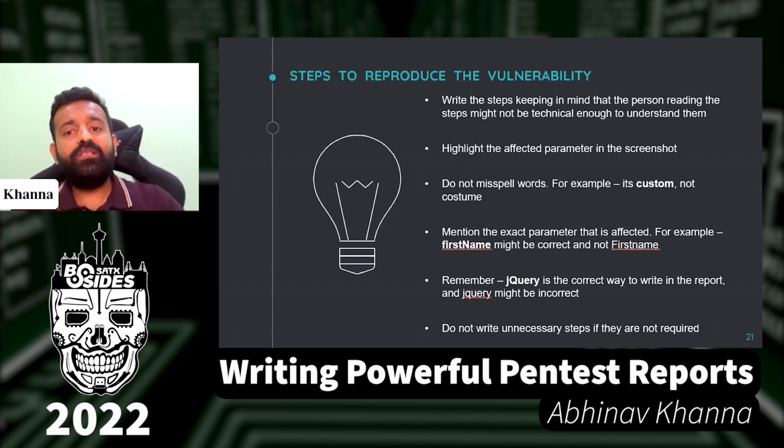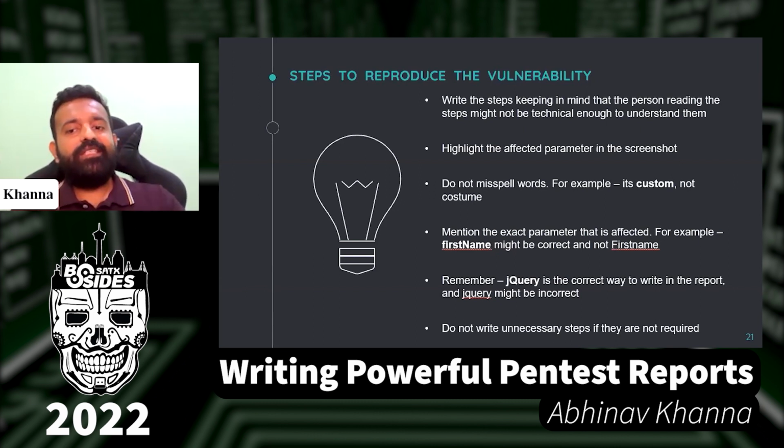The next is, mention the exact parameter that is affected. If it's firstName with N capital in the request, write it that way only. Do not use your own words, or do not use all small case or all uppercase. Try to write the exact word that is there in the request itself. It's jQuery with Q capital and not all small case or large case. So take care of that as well.